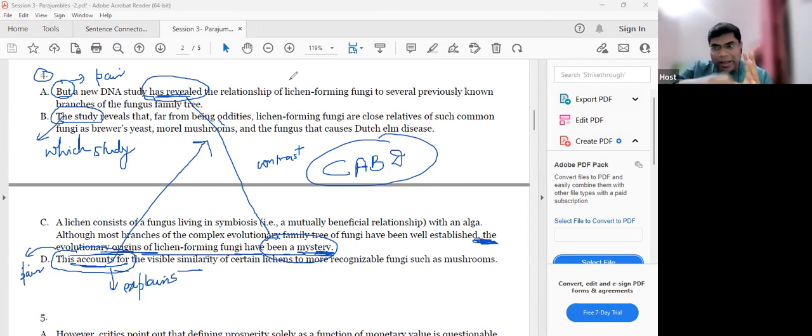So parajumbles are going to help you in RCs as well. Don't think that they are two independent sets. No, they are very much dependent on each other. In fact, the RCs are dependent on the parajumbles. And as you solve more and more RCs, your parajumbles will become better because you're reading more and more.